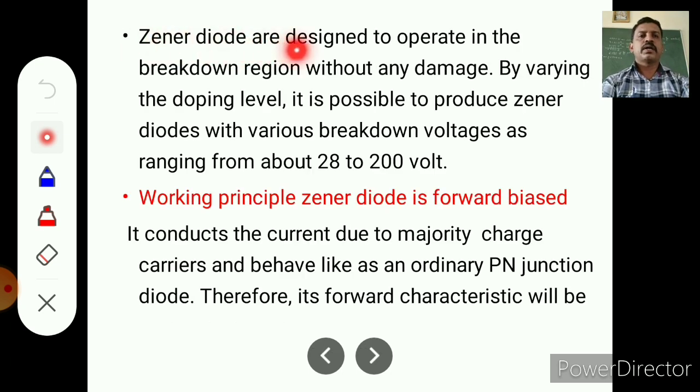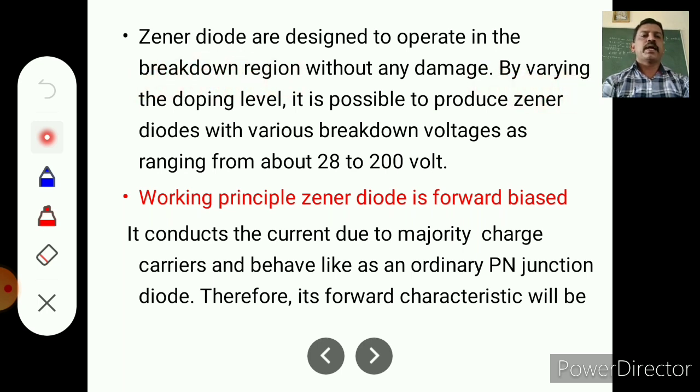Zener diodes are also designed to operate in the breakdown region without any damage. So this is one of the most important characteristics of a Zener diode. It operates in the breakdown region without any damage. If instead of a Zener diode we use a simple diode, it will be damaged in the breakdown region. But the Zener diode is a properly doped diode and therefore it will not be damaged in the breakdown region.